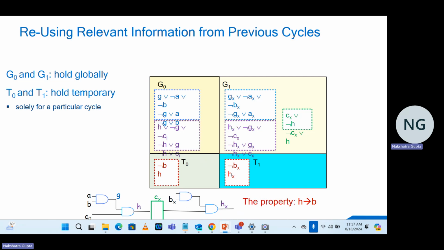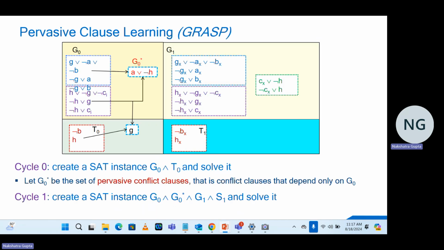So you want to be able to somehow reuse the information from the clauses which hold globally in the next cycles. One way of doing that, called pervasive clause learning, was already used by Otis and GRASP. You create a separate instance for every cycle, but whenever a clause is learned only from the global clauses, you can move it to the next global instance. And you can track the clause by just marking it with one bit.